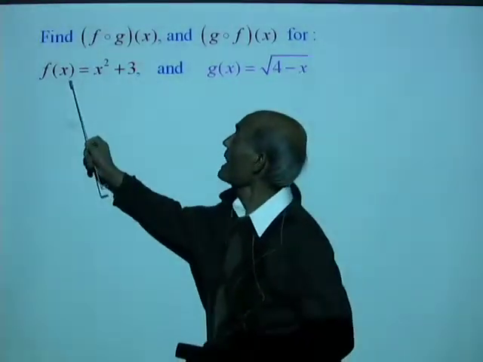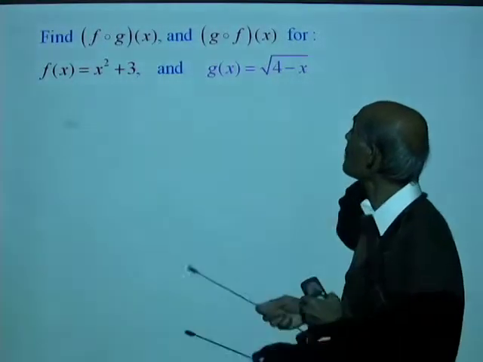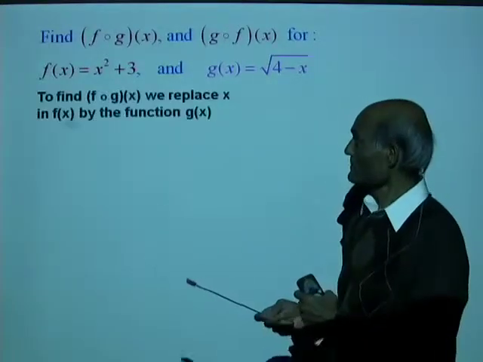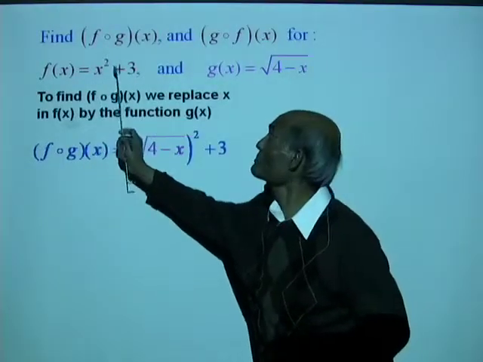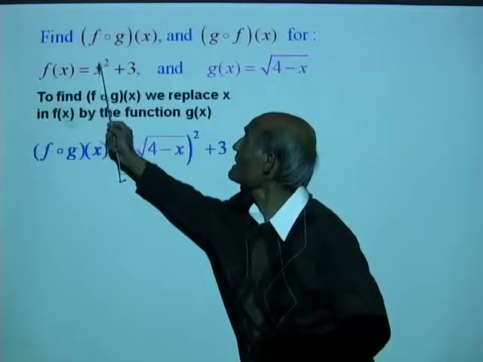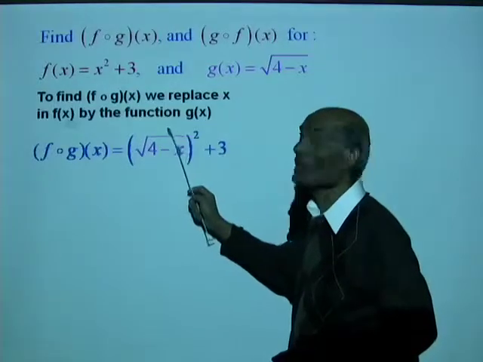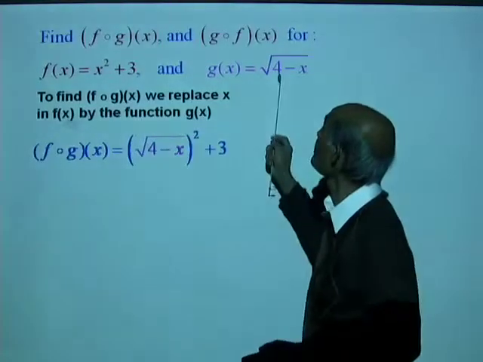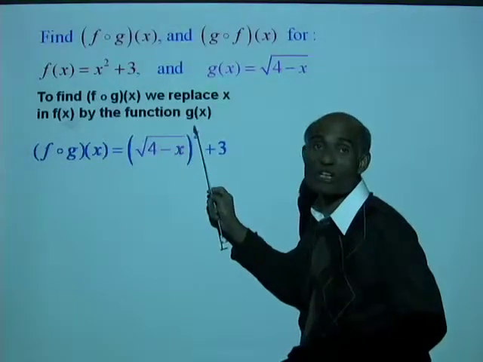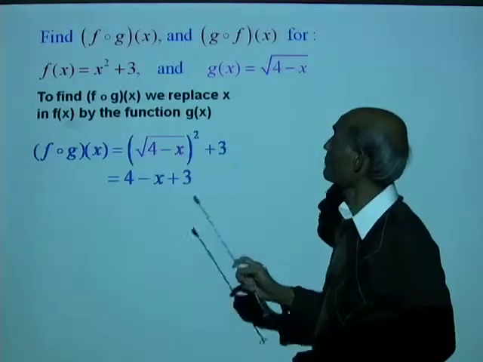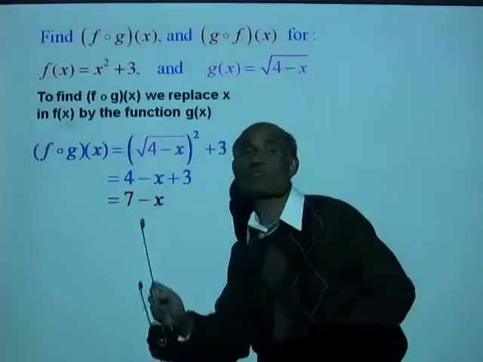In other words, x in function g is replaced by f of x, and that will give you g of f of x. Okay, now our f of x is x squared plus 3, and g of x is square root of 4 minus x. So, what is f of g of x? In order to find f of g of x, we replace x in f of x by g. You can see x squared. In place of x, I wrote square root of 4 minus x, which is g of x. Alright, now when you simplify a square root quantity squared, the square root will disappear. That will be 4 minus x plus 3, which will be 7 minus x.